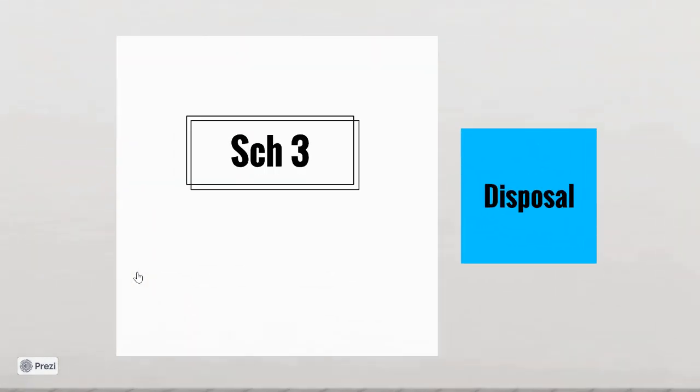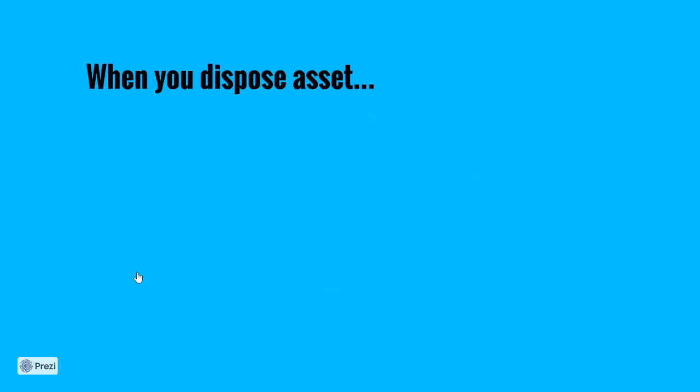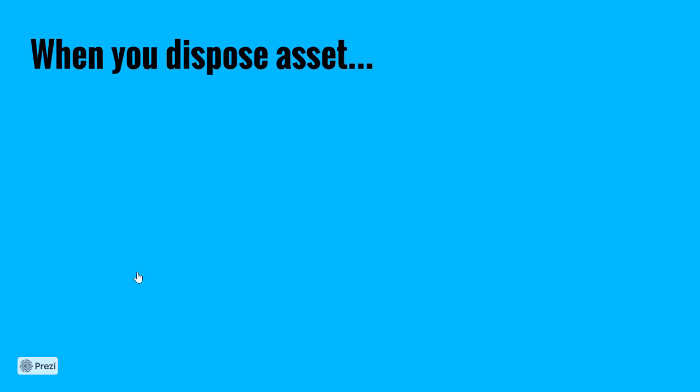Now, when we say Schedule 3 allowances, we actually refer to three types of allowances in the Advanced Taxation paper. It could be capital allowance, which is what we claim for plant and machinery. It could also be an industrial building allowance, which is meant for industrial buildings. Or it can also be an agriculture allowance if you run an agricultural business. So control sale is actually relevant when we do disposal of assets.